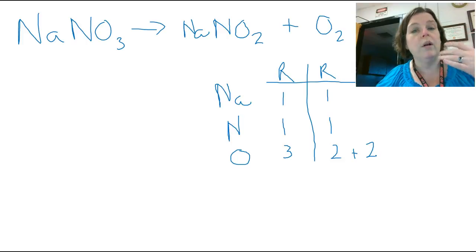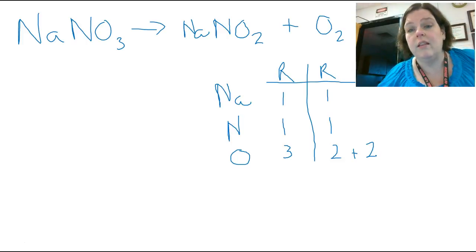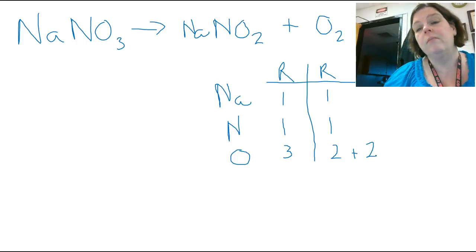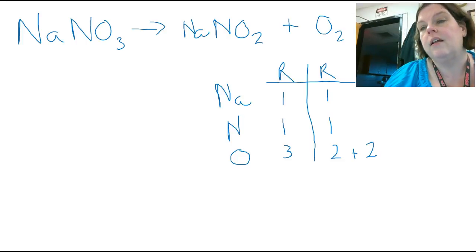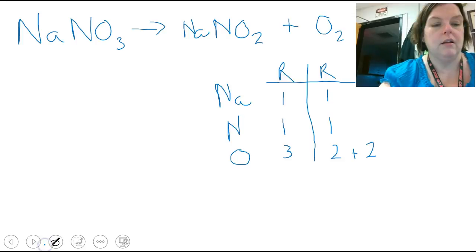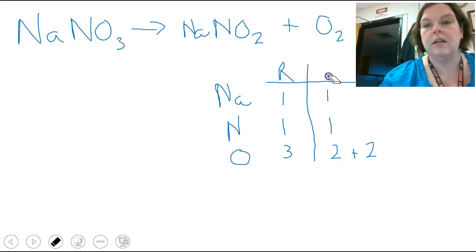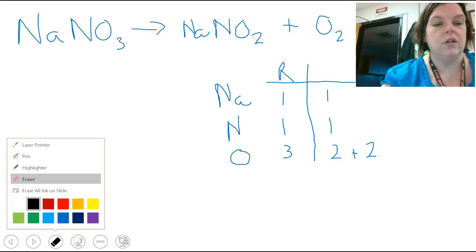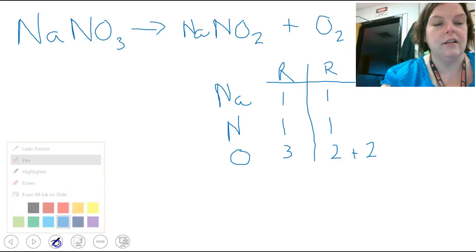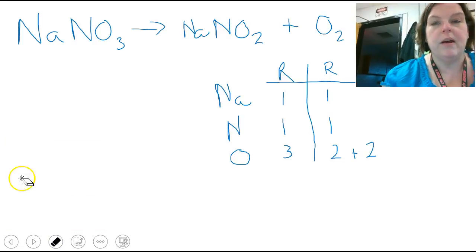So here we go. 1 and 1, 1 and 1. We don't need to do anything with that. And then we're looking at the oxygens. I've got 3 over here, and I've got 2 plus 2 over here. So what can we do? Basically, because the reactant side is odd and the product side is even, yes, I made a mistake here. Hang on, let me see if I can correct that mistake. All right, let's try this again. Okay, no, that's still not the right one. I'm batting 1,000 today. Okay, let's try this again.